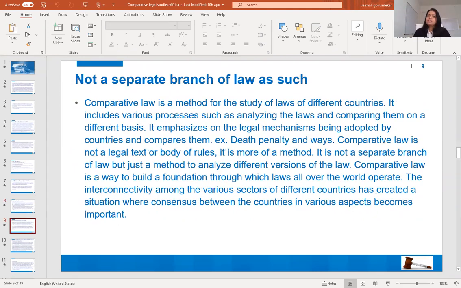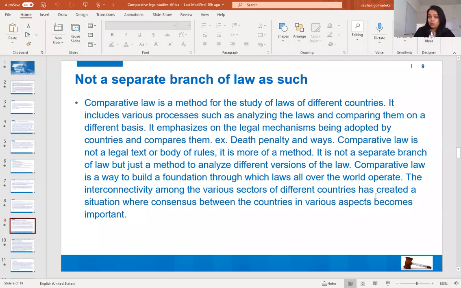Next point, it's not a separate branch of law as such, right? Like you have civil law, you have criminal law, you have religious law. This is not a separate branch of law. It is a comparison of civil law between the US and Nigeria. It is a comparison of criminal law between Ghana and Nigeria. So it is not a separate branch, but just a method. It includes various processes such as analyzing the laws and comparing them on a different basis. It emphasizes the legal mechanisms being adopted by countries and compares them.